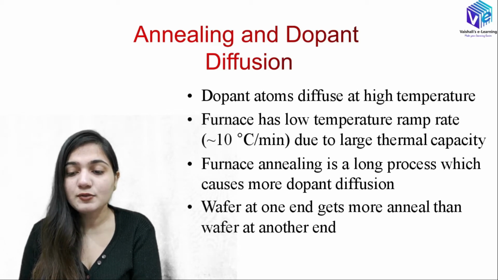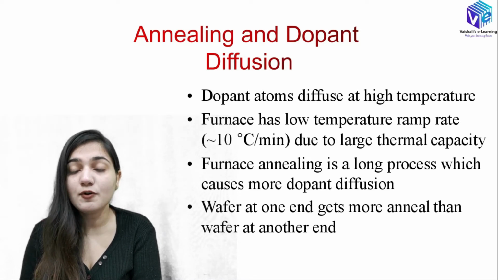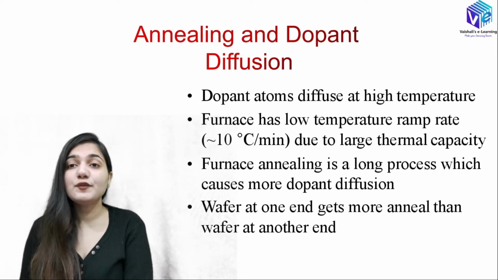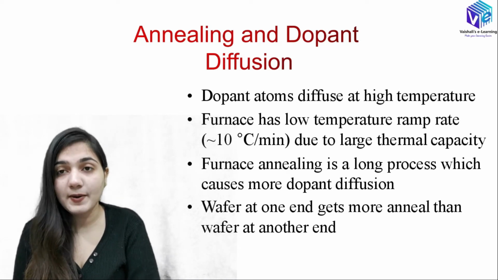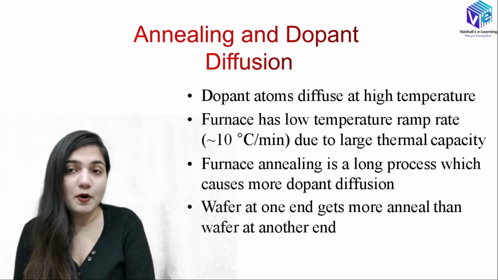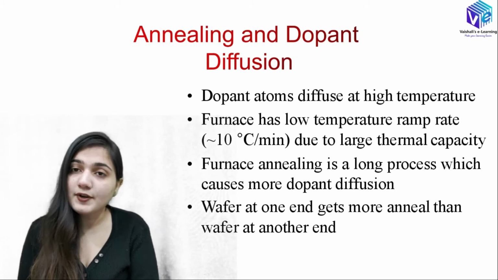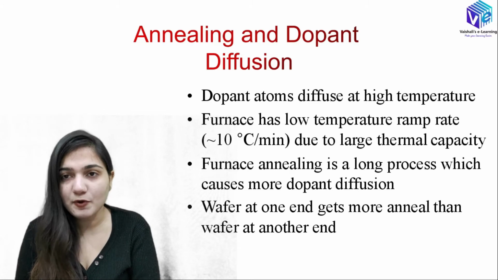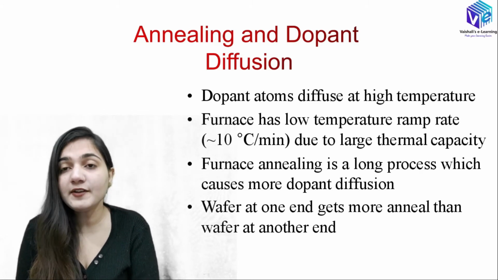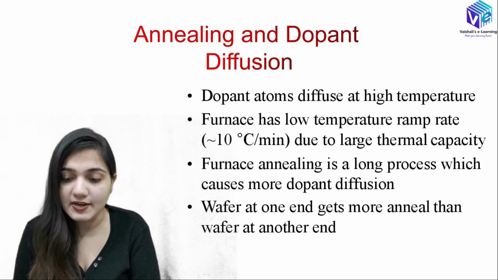Okay, so the furnace will have a low temperature ramp rate, around 10 degrees Celsius per minute, due to the large thermal capacity. After that, furnace annealing is a long process which causes more dopant diffusion. So if I reduce the time for this annealing process, I will have lesser dopant diffusion. If I want higher dopant diffusion, I want a long duration for this process. For lower dopant diffusion, I want this process to be very fast.